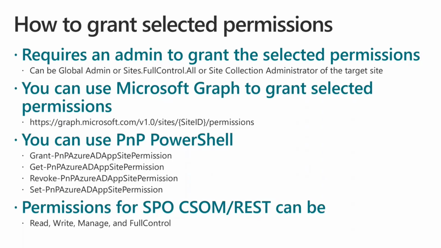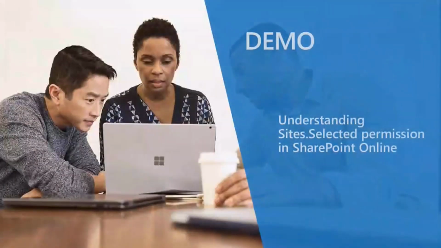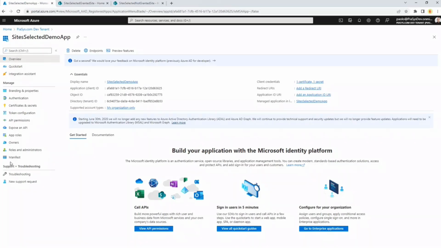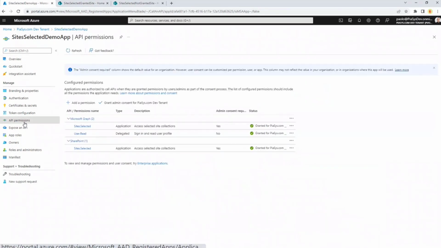So let me try to show you how it works through a demo. I will switch to my demo environment and show you something in action. First of all, here we have an Azure Active Directory application registered, which I pre-registered in my environment. It is a really regular one, there's nothing special. But if we go to the API permissions section, we can see that under Microsoft Graph we have a permission of type application, with scope Sites.Selected, as you can see. And the same we have for SharePoint, still an application permission called Sites.Selected.